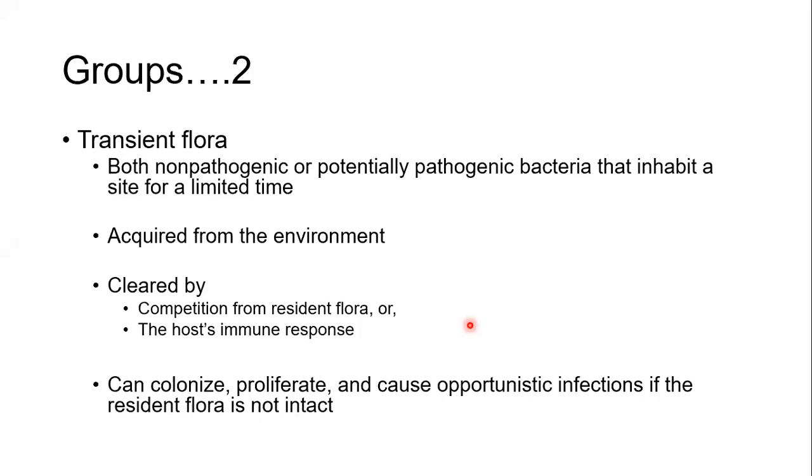But it is known to have the ability to colonize and multiply within a site, and when it does that, it causes opportunistic infections. But that's only possible if the resident flora is not intact. So once you interfere with the resident flora, then the transient flora is able to cause opportunistic infections.